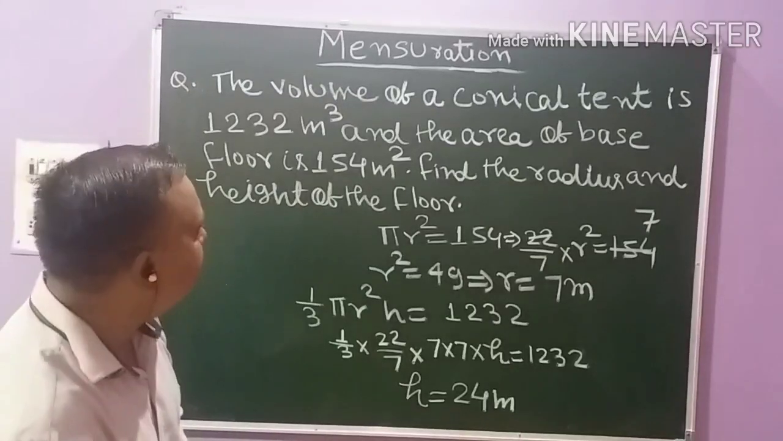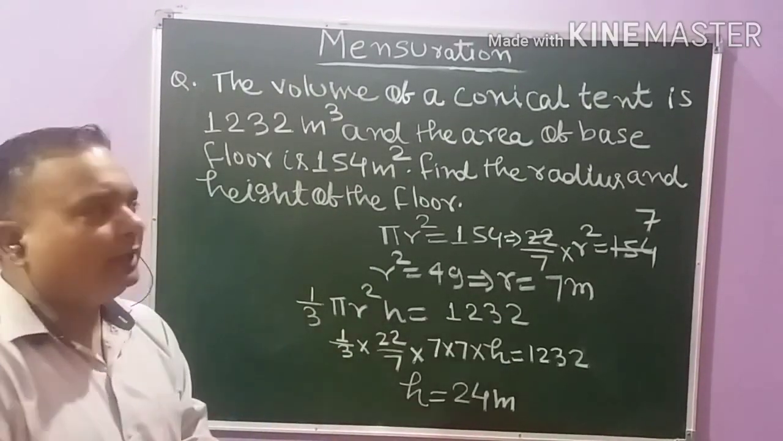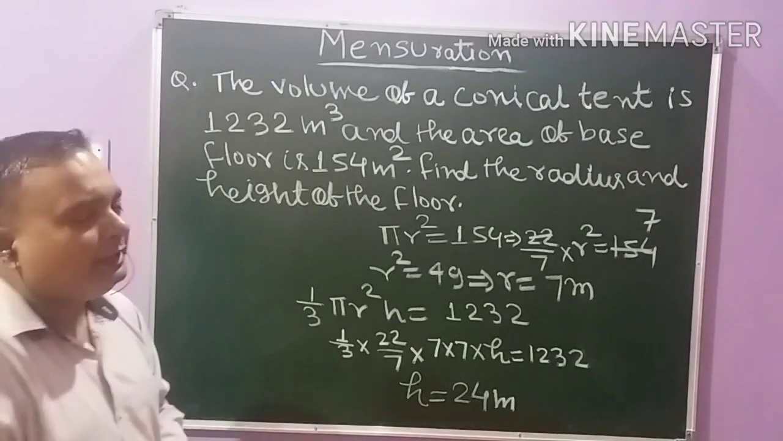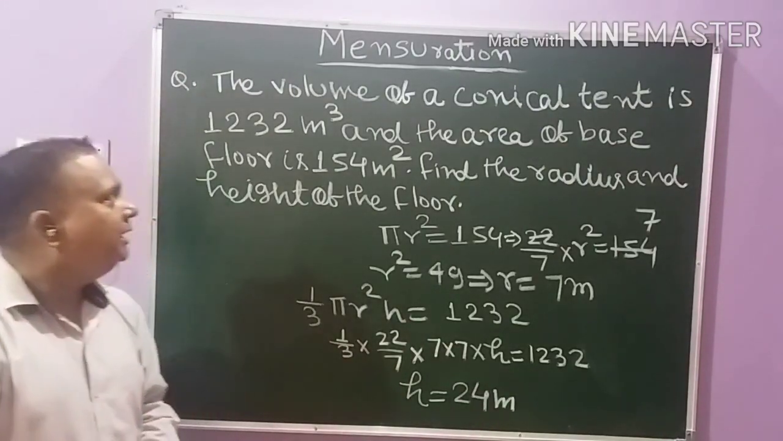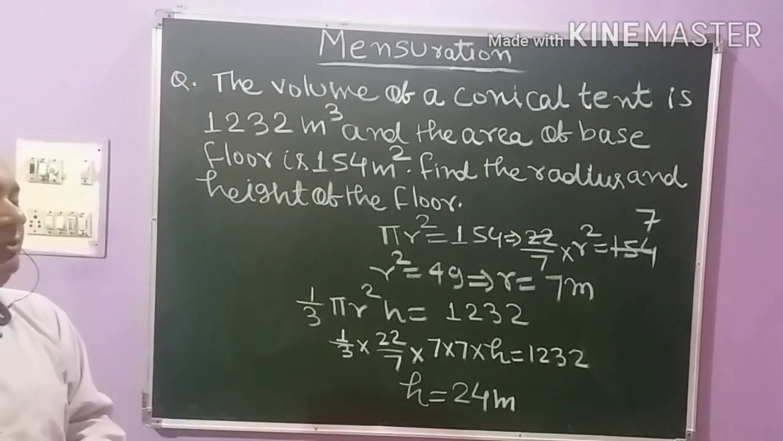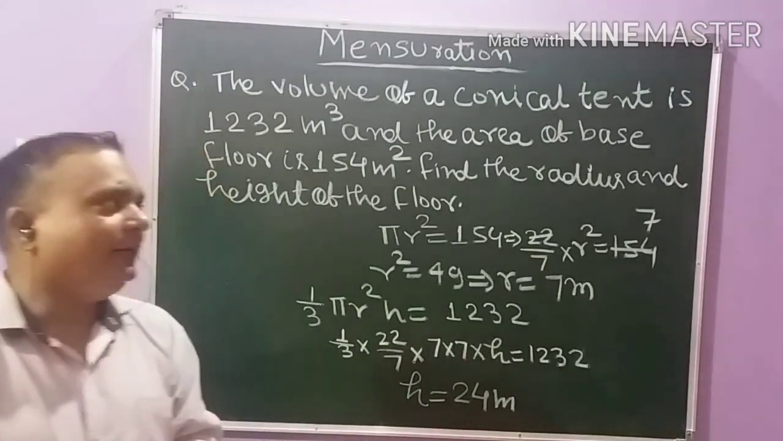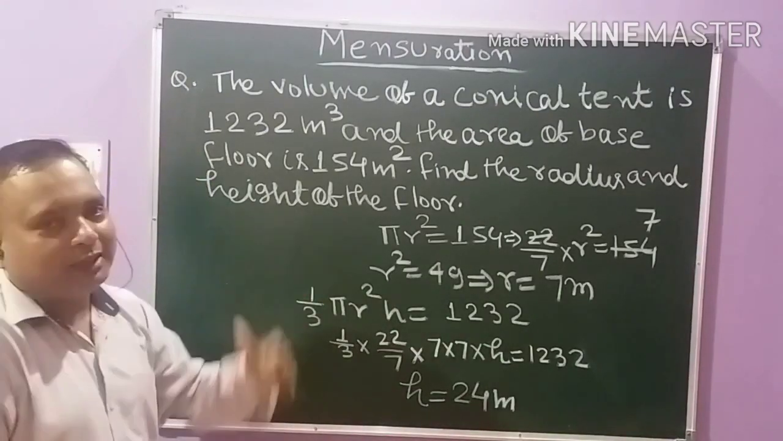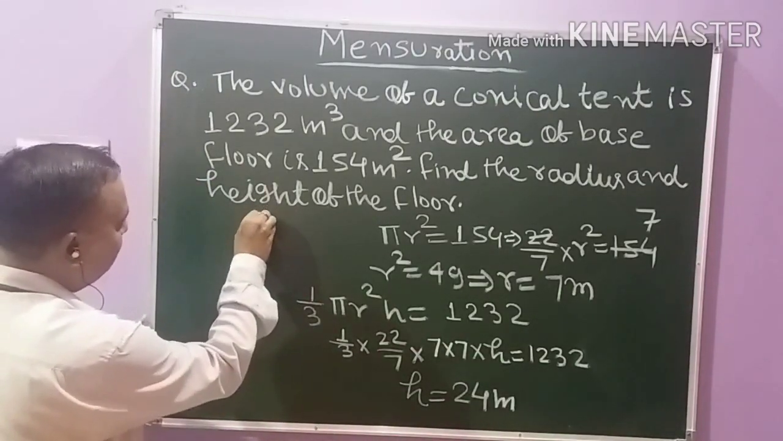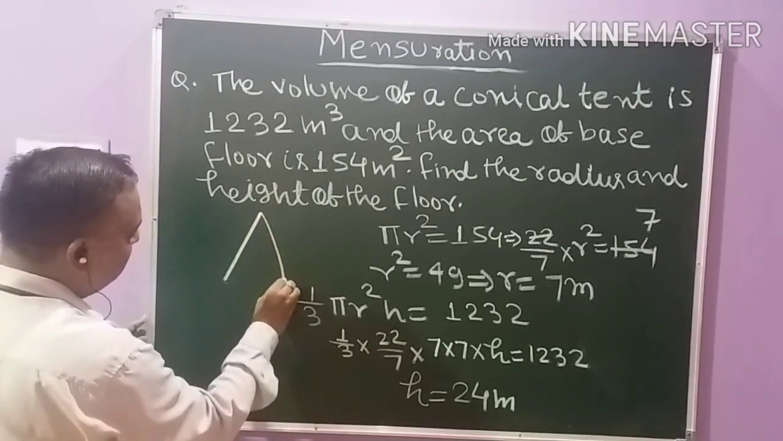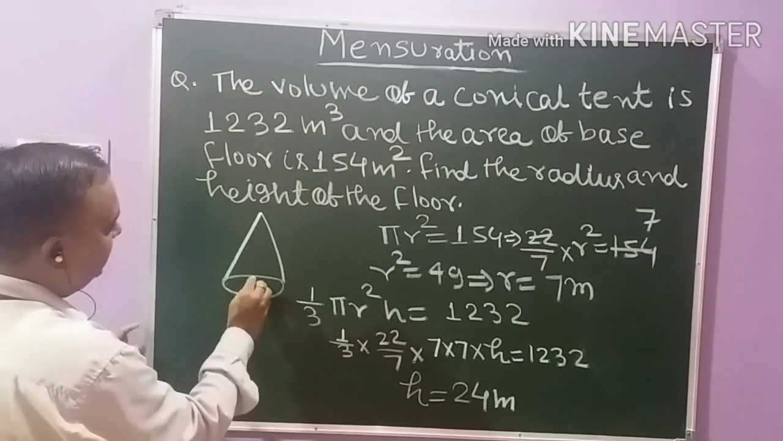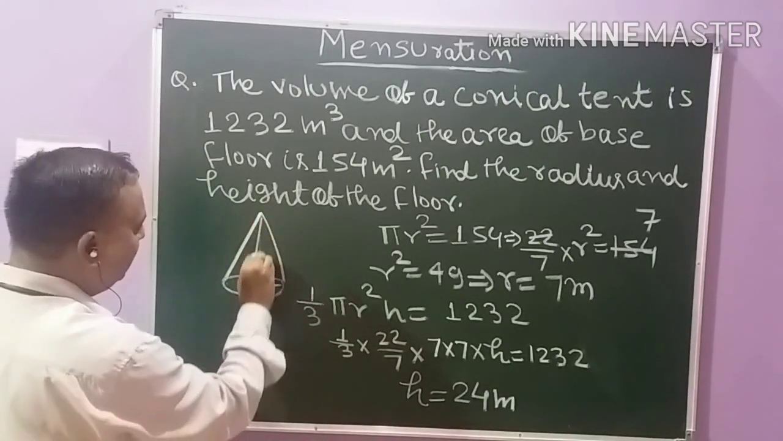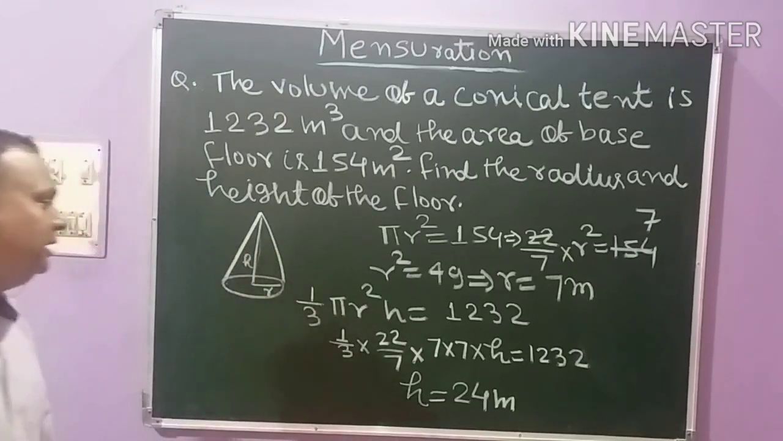Now the next question is, the volume of a conical tent is 1232 meter cube and the area of the base floor is 154 meter square. Find the radius and height of the floor. Look, the volume of conical tent, it may be like that. It is like a conical tent. So it is the radius R, it is the height H.